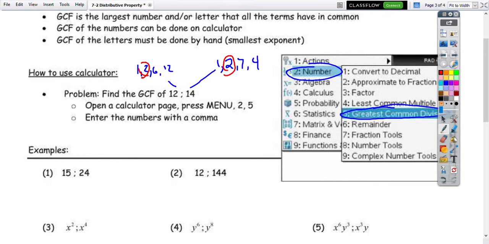Right? So if you think about it, 15 is 1, 3, 5, and then 15. 24 is 1, 2, 3, 4, 6, 8, 12, and then 24. So the biggest number they each have is a 3. So the GCF here is going to be 3. For 12 and 144, the biggest number is 12 because it's 1, 2, 3, 4, 6, 12. And then for 144, the biggest number that's going to be there is a 12.